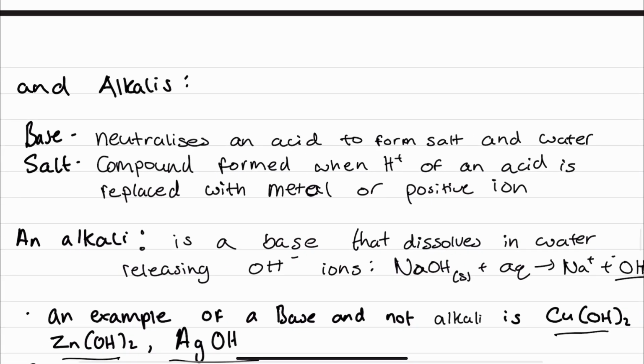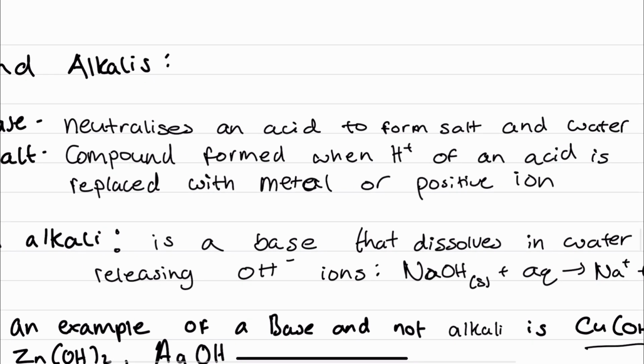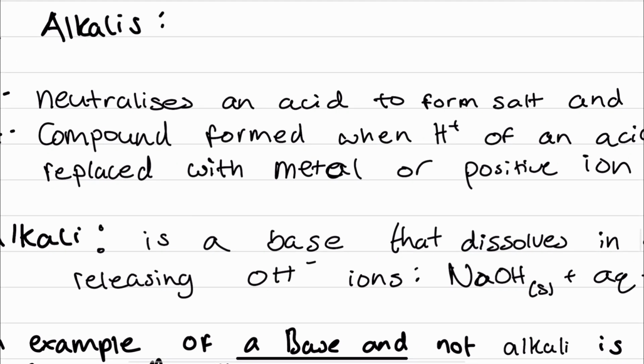Now, another point to mention is that the definition of a salt can be fairly confusing. A compound formed when a H plus of an acid is replaced with metal or a positive ion, right? That's a very complicated definition to remember. But a good way of remembering it is just by thinking of actual table salt. Actual table salt is, of course, NaCl. You can see that NaCl is comprised of two things: Na plus and Cl minus.